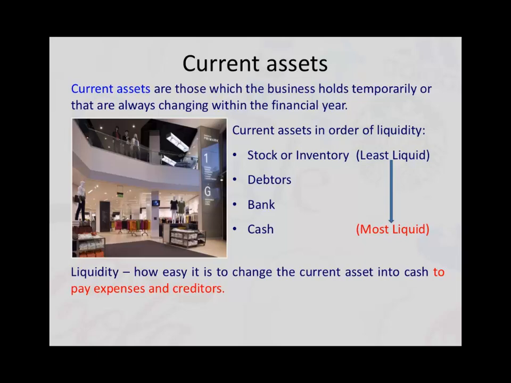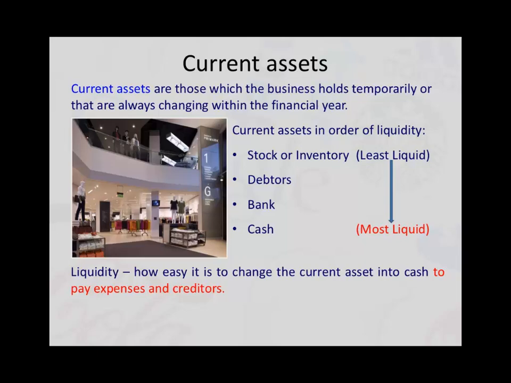The current assets are always listed in order of liquidity. What does liquidity mean? Well, it is simply how easy it is to change the current asset into cash. We list from the least liquid to the most liquid. The least liquid is stock or inventory, because you can't force people to buy your toy trains. You can encourage them, but you can't force them.